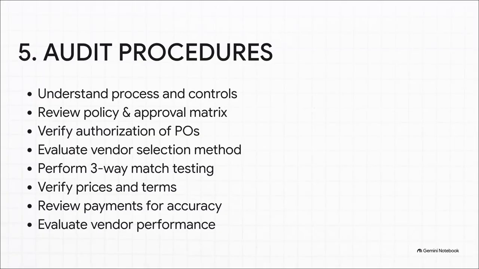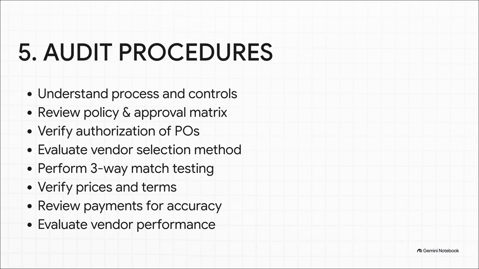So how do you actually audit this? Well, your audit procedures require you to truly understand the process and the approval matrix. You can't just stare at a piece of paper, you have to get your hands dirty. You need to physically verify authorizations, evaluate how vendors were selected, and actually perform the three-way match testing on sample data yourself. You're also cross-referencing prices, terms, and discounts with the original contracts, reviewing payment accuracy, and checking up on vendor performance reviews.